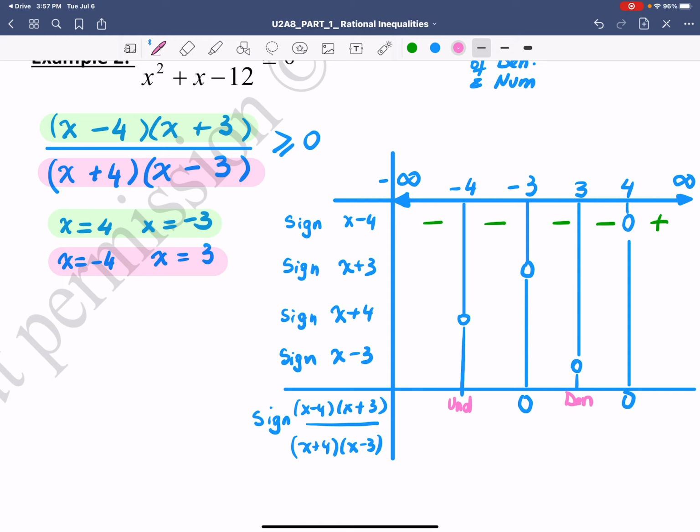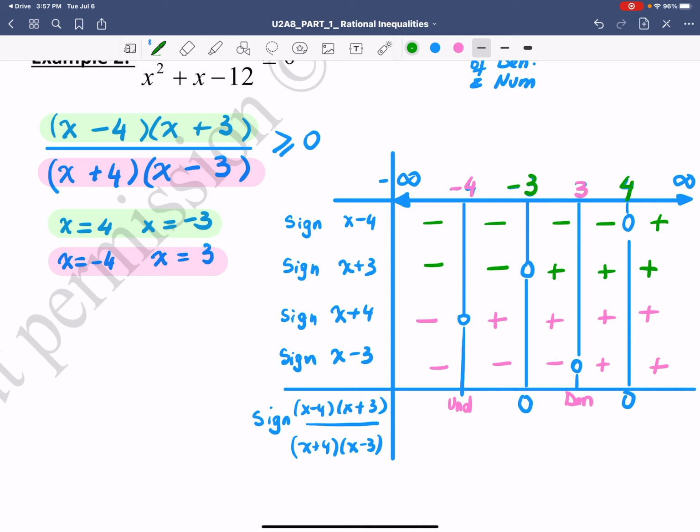x plus 3 is in the numerator. So that means we have negative, and then after the 0, positive. x plus 4 will have the 0 at negative 4. So negative to the left, and then once it passes the 0, positive. And then last but not least, we have for x minus 3, the 0 at 3. So negative everywhere, after 0, positive.